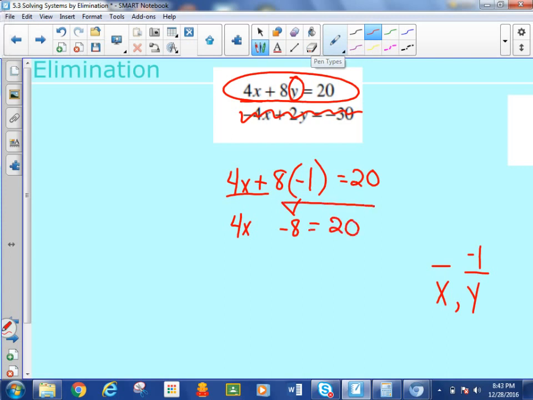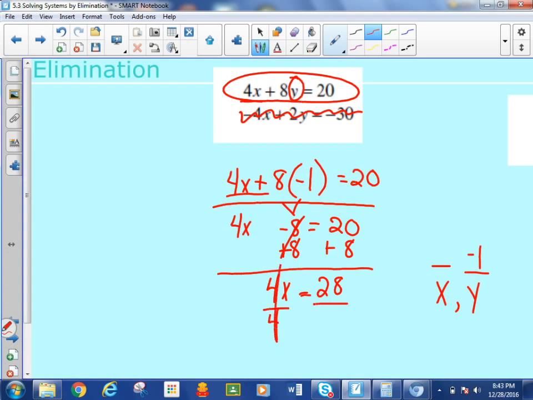So our two-step equation here, +8, I have 4x equals 28. Now I'll divide by 4. 28 divided by 4 gives me 7. So my solution to this system of equations is x is 7 and y is -1. If I substituted those two values into both of these equations, they would be accurate equations.